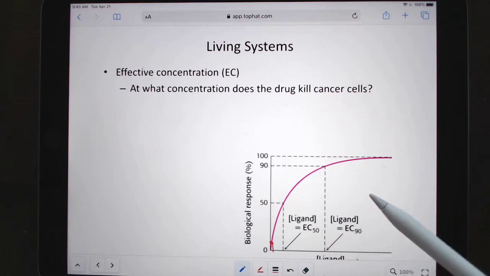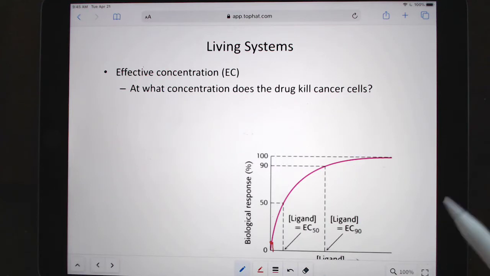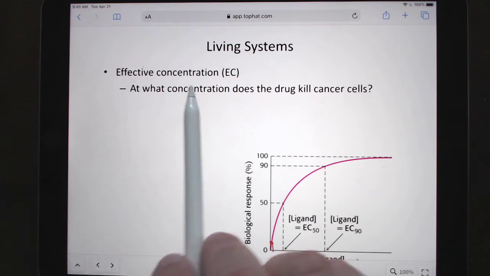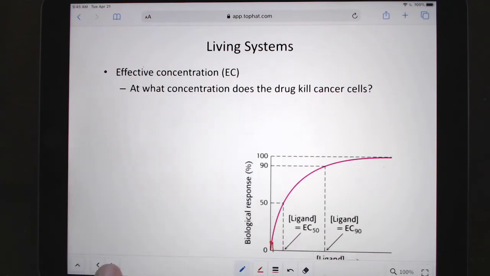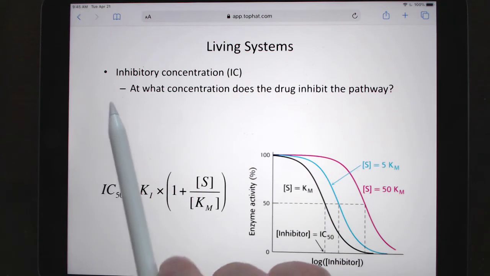So what is 100? Is it 90? Is it 99? Is it 98? Is 98 okay? You have to be 99.9, 99.999, whatever. But we can estimate what 90 would be and what 50 would be quite easily. If you see EC, it's effective concentration. The other thing would be inhibitory concentration.